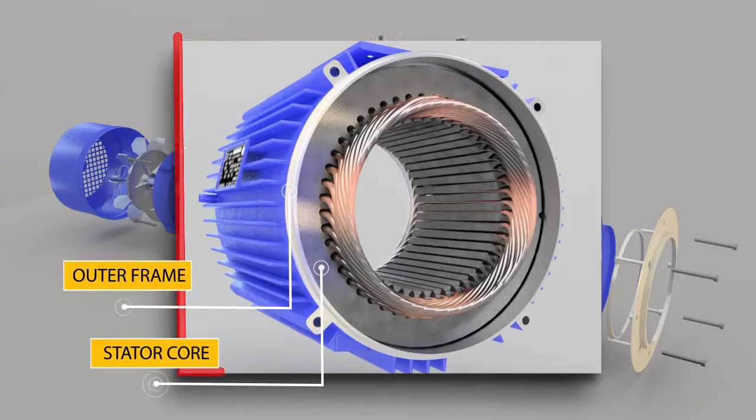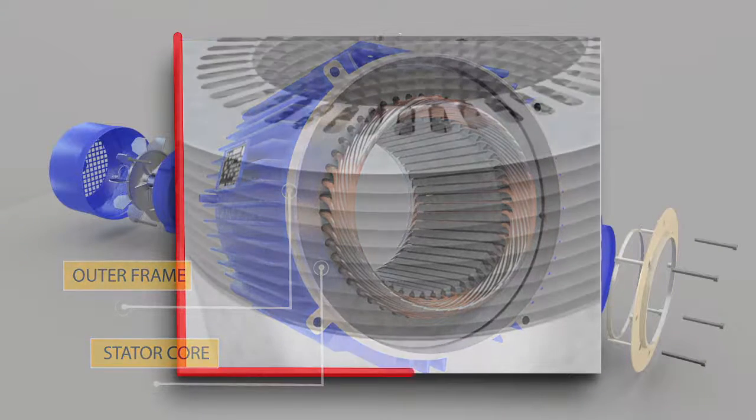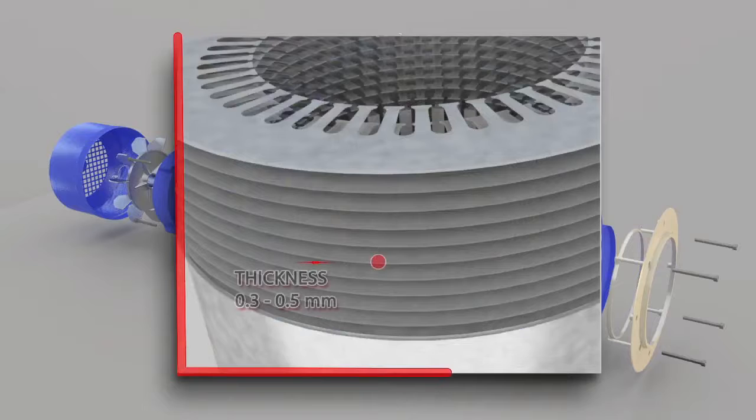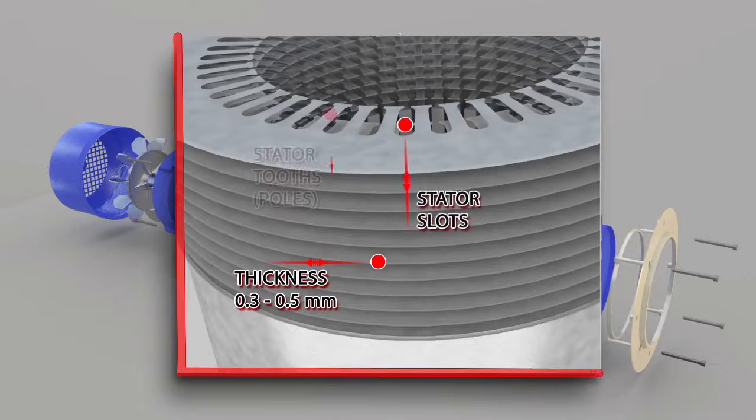The stator core is built of high-grade silicon steel stampings or laminations. Its main function is to carry the alternating magnetic field which produces hysteresis and eddy current losses. The stampings are fixed to the stator frame. Each stamping is insulated from the other with a thin varnish layer. The thickness of the stamping usually varies from 0.3 to 0.5 mm. Slots are punched on the inner side of the stampings.